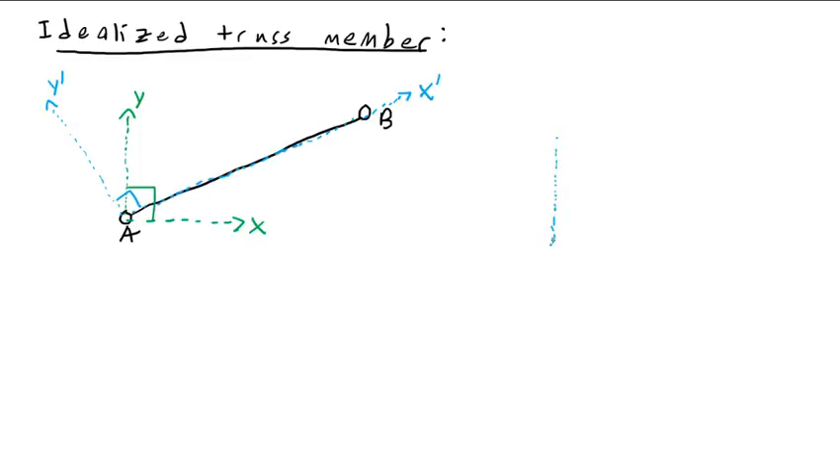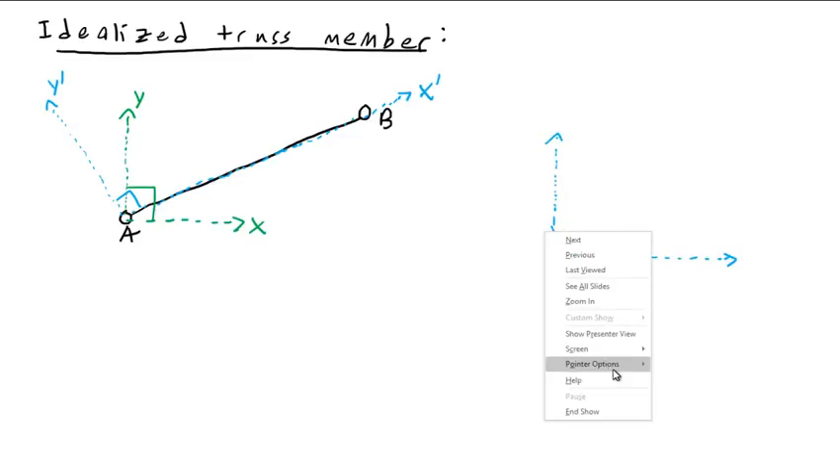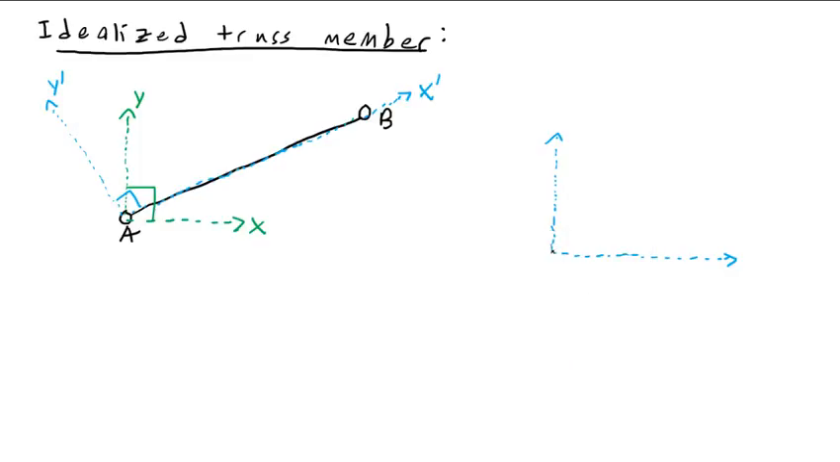Again, if a member is to be in equilibrium, it must be in equilibrium about every single axis we choose, including the axes parallel and perpendicular to itself. The reason I did this, which we will quickly see, is that when we do this, something magical happens.